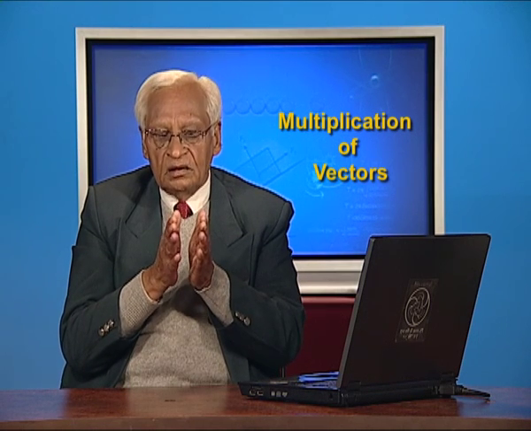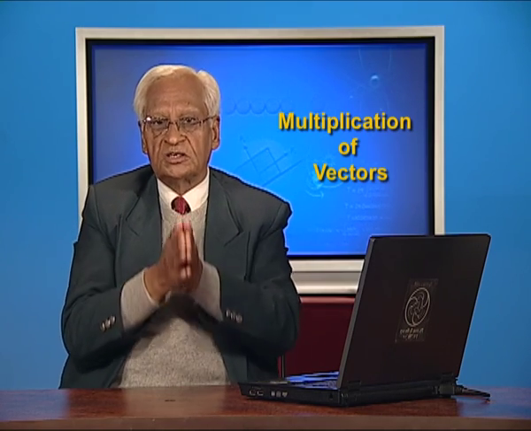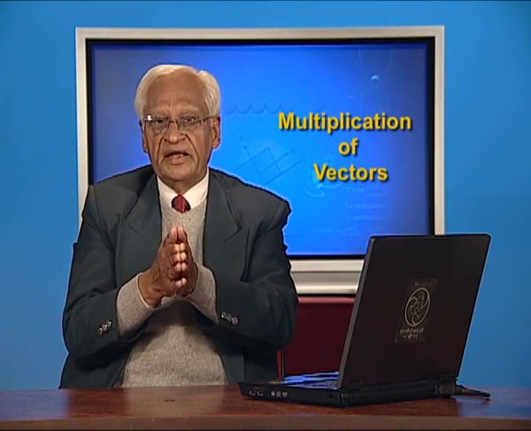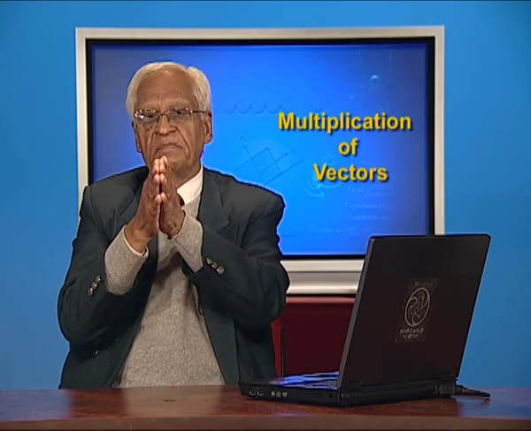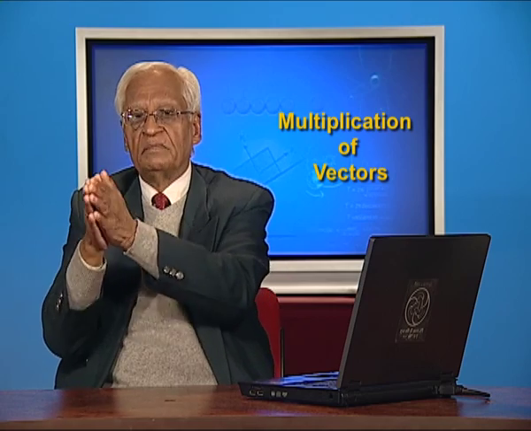Now, as I have been saying, the cross product of two vectors is a very important concept in physics. The cross product is perpendicular to both the vectors of which the product is being taken. Its magnitude is equal to the magnitude of one vector multiplied by the magnitude of the other vector times the sine of the angle between them.